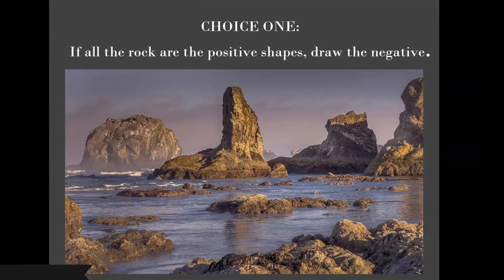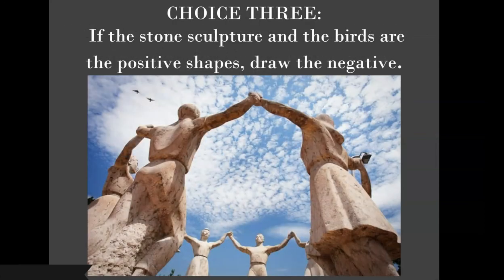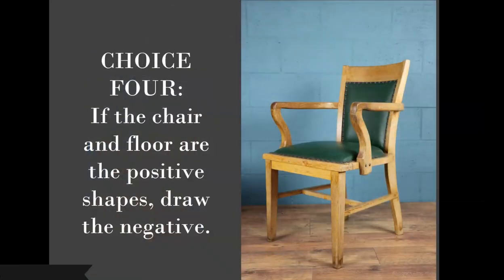Here is choice 1. If all the rocks are the positive shapes, draw the negative. Choice 2. If the chair, man, light, and 2 triangular light umbrellas and stand are the positive shapes, draw the negative. Choice 3. If the stone sculpture and the birds are the positive shapes, draw the negative. And choice 4. If the chair and floor are the positive shapes, draw the negative. Good luck with your drawings in your sketchbook.